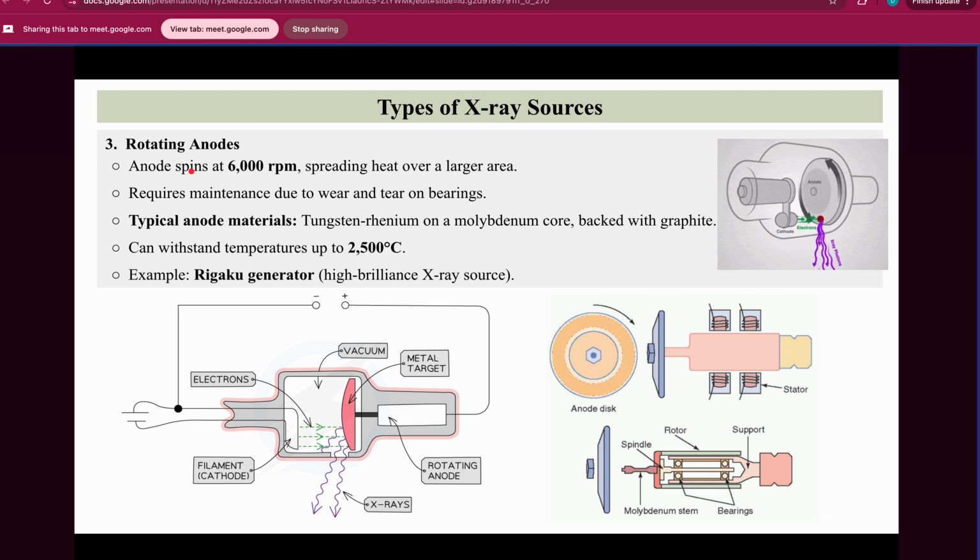In this case, the anode will spin at 6000 rpm, which spreads the heat over a larger area. So we will also be able to deal with the heat which is generated, because previously it was fixed, so heat was generated only at the smaller area where the heating was happening. Now it is moving, so heat is spread across a larger area. It requires maintenance because of the wear and tear on the bearings. Bearings are the parts at the rotator which help in the rotation of this anode disk.